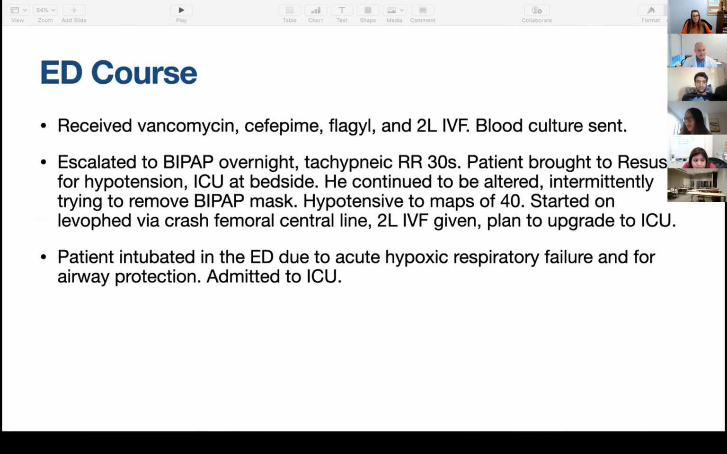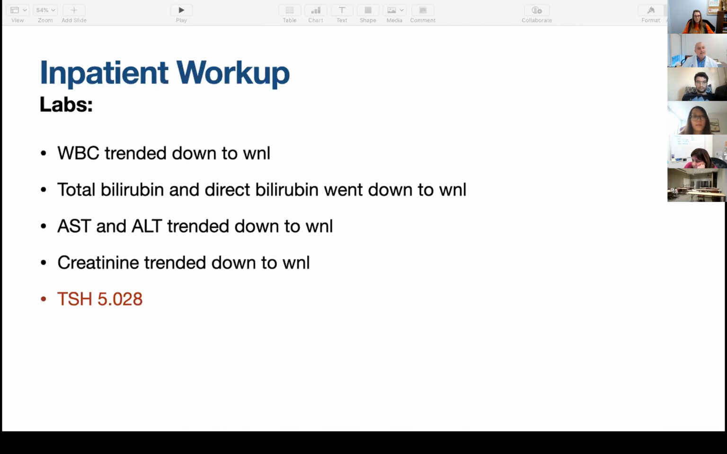He was hypotensive to MAPs of 40 and needed to be on Levophed through a crash femoral central line. And he continued to be altered intermittently, trying to remove his BiPAP mask. And he received 2 liters of IVF. And in the ED, he was intubated because of acute hypoxic respiratory failure and also for airway protection due to altered mental status. So he was brought to the ICU for continued management.